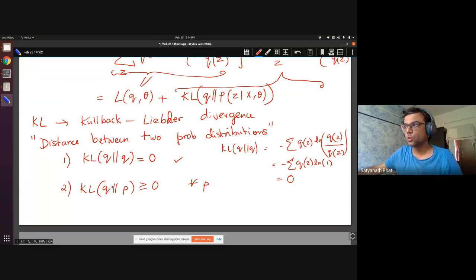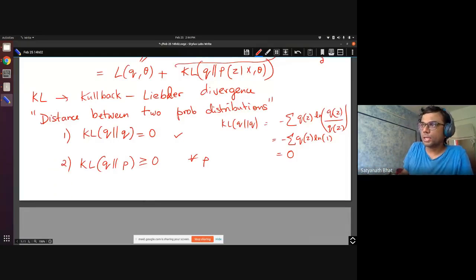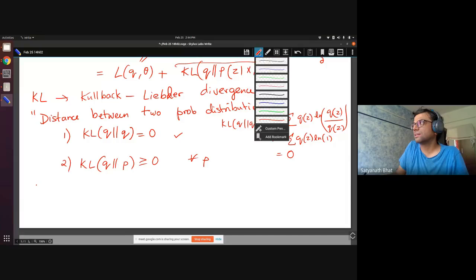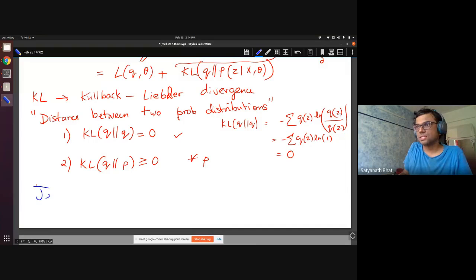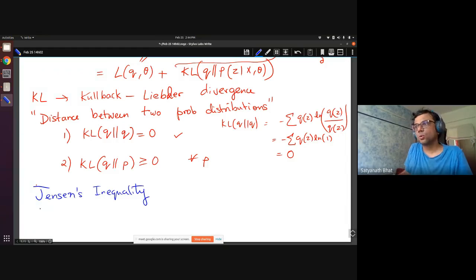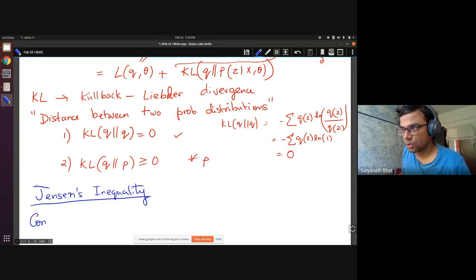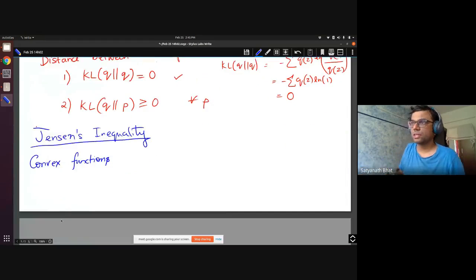That distance between Q and P is greater than 0. So for doing this, we will use what is called Jensen's inequality. To understand Jensen's inequality, we need to understand what are convex functions and concave functions. Both of those we have to understand.